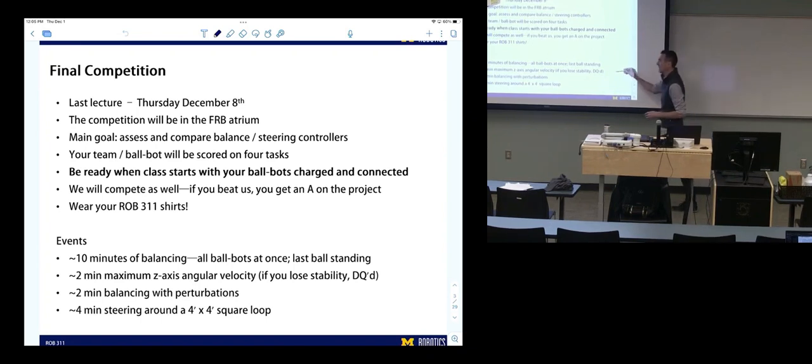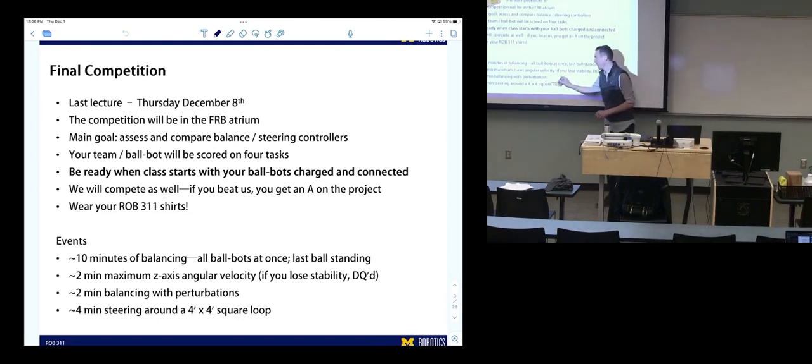So that's the second task. This we all do together, 10 minutes. It'll be like a sea of ballbots balancing. 2 minute maximum angular velocity, we'll all do that together. So everybody starts, we run it for 2 minutes, and we take like 5 minutes to look at those data and plug in our numbers.